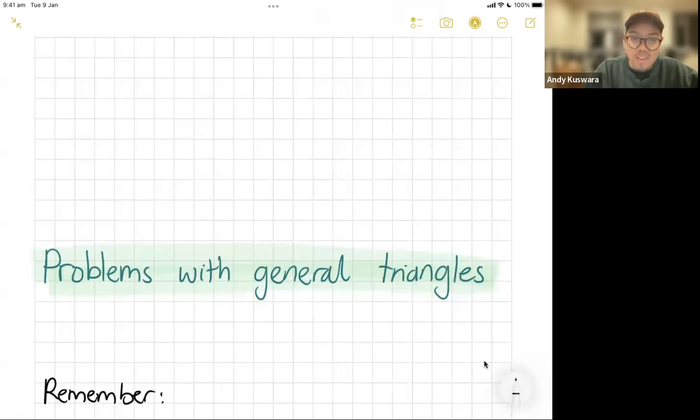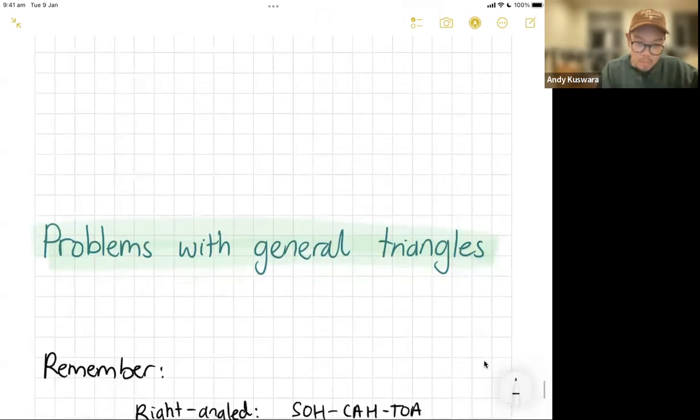Okay, so I'm going to give you a little bit of an overview and we're going to tackle one question together for the sake of time. If you're in my class at school, we'll see a couple more. But just to break down how I would figure out what to do with any general triangle problem.